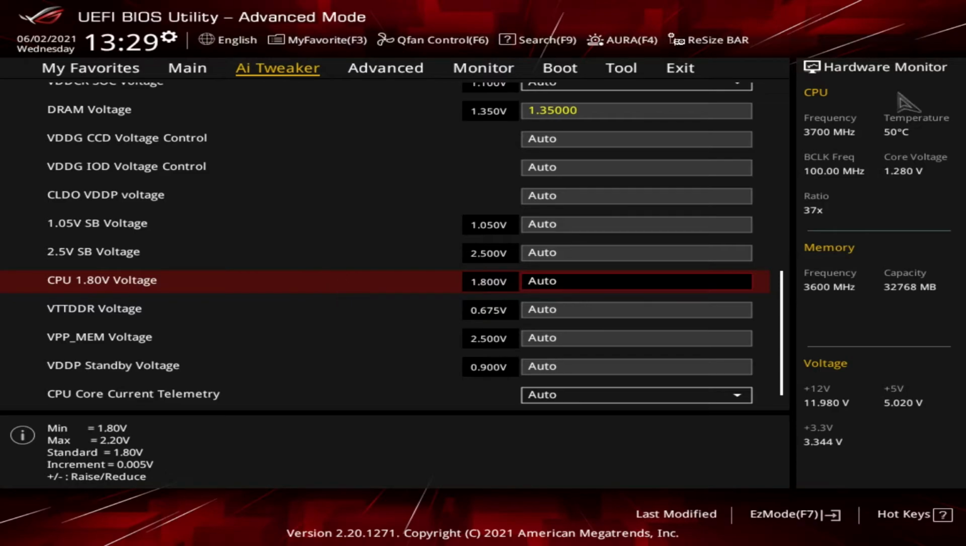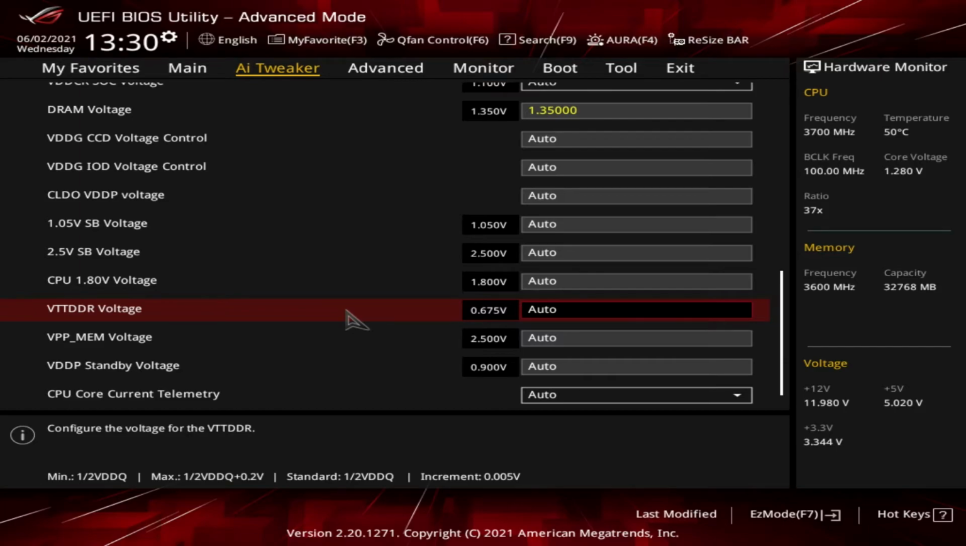Again, we only got 1.28, but voltage gets supplied to other parts of the CPU as well. And this, my understanding is, just provides what the headroom is to make sure that you have stable power available to be fed to the CPU.